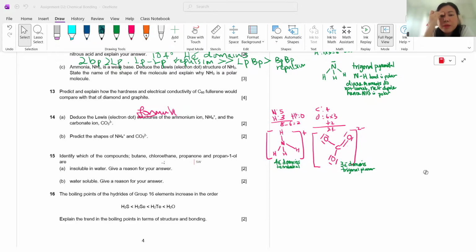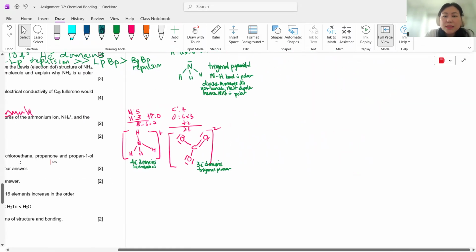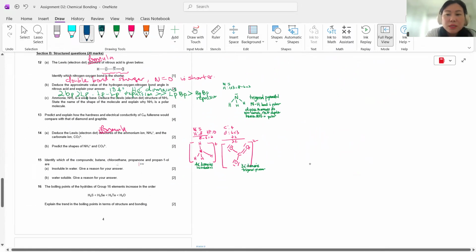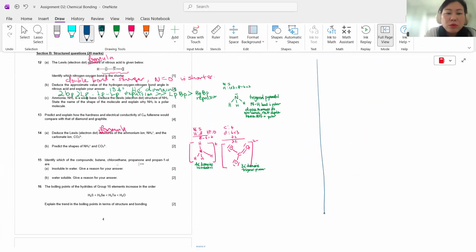Okay, next, now we are at question 15. Which of the compounds are insoluble in water, and what is the reason, and which are the compounds which are soluble in water, and give the reason. Okay, so for the solubility, I will just put it at the other side so that you can take down, because I think there could be some things that you need to know.